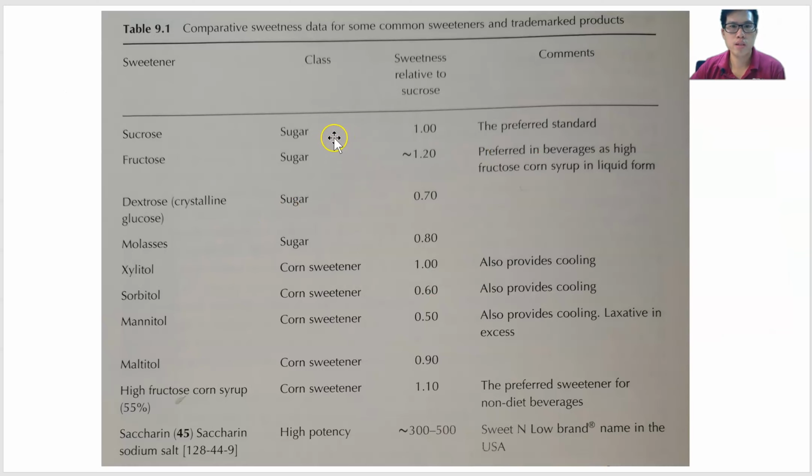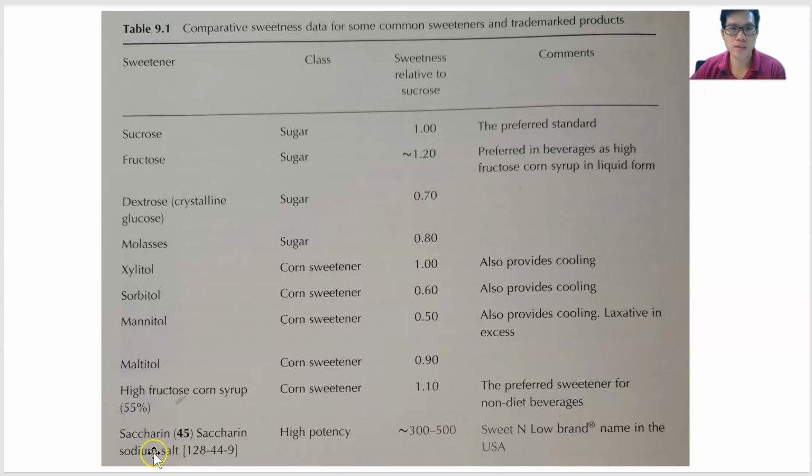So you can see these are a lot of different types of sweeteners. You got sucrose, fructose, dextrose. These are the ones that are nutritive, and also high in calories. Those with lower calories but still nutritive, for example molasses, xylitol, sorbitol, mannitol, maltose, all still give you a certain sweetness. The calorie is a lot reduced here.